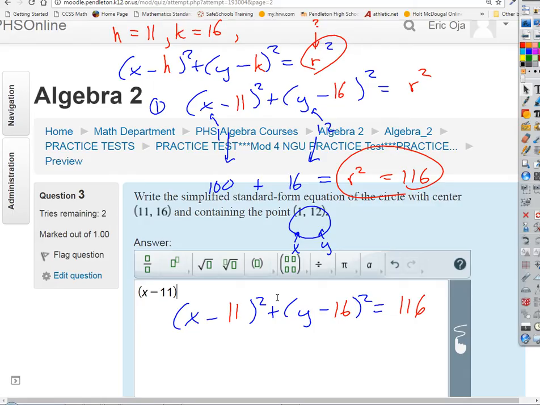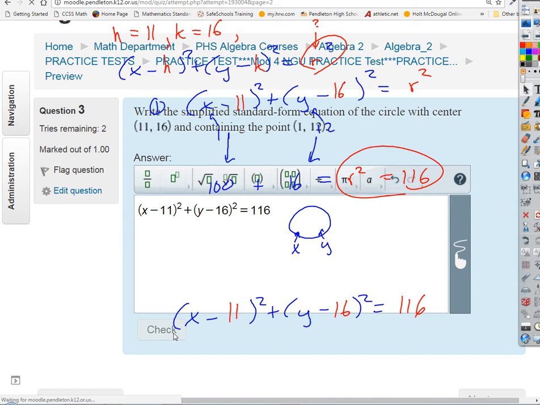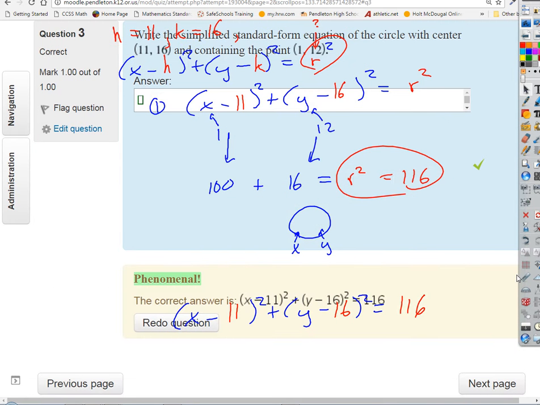We borrowed the one point, x is 1 and y is 12, in order to figure out what r squared was. But once I know what r squared is, I can fill in all three important numbers, and I have to put the x and y back into my answer. So the answer looks like (x − 11)² + (y − 16)² = 116. Okay? Questions?